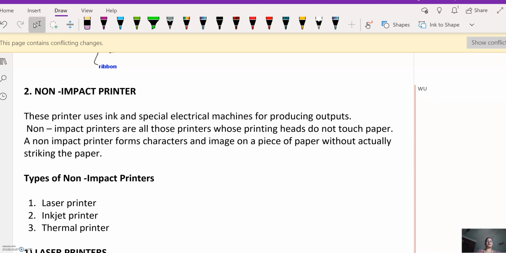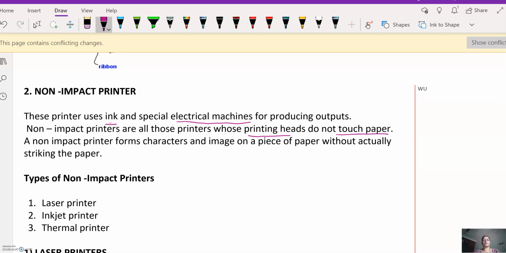The next category is the non-impact printer, and here the printer will usually use ink, and special electrical methods or machines are chosen for producing the output. Non-impact printers are those printers which print the information on the paper without touching the paper. So there is no impact produced. That is going to be the biggest advantage of this category.